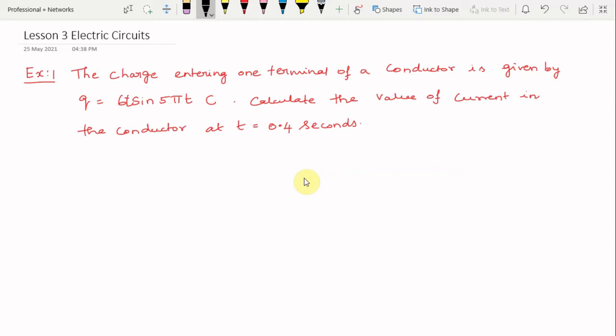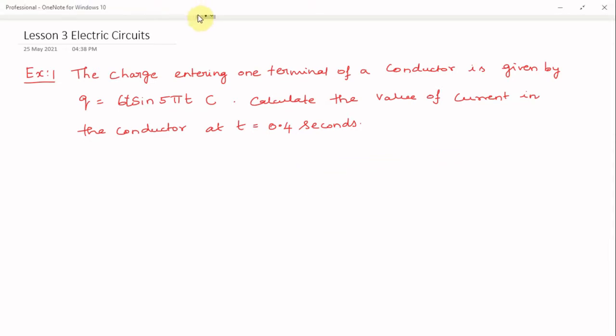This is the first practice problem that we are going to see today. The charge entering one terminal of a conductor is given by Q is equal to 6t sin 5πt coulomb. Now calculate the value of current in the conductor at t is equal to 0.4 seconds.